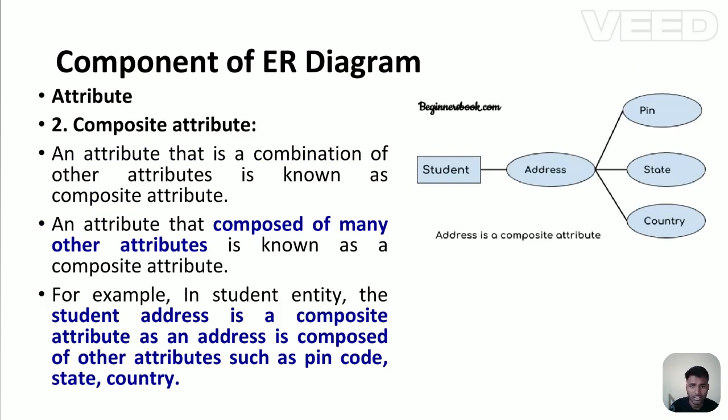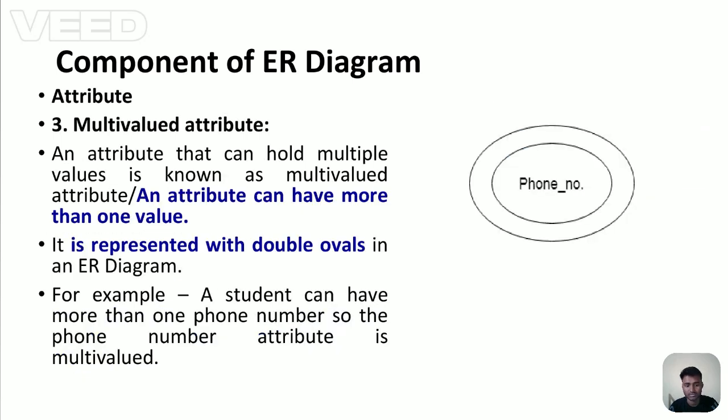Then we have the composite attribute. An attribute that is a combination of other attributes is known as a composite attribute. Like in this case, student is the entity and address is the attribute. But in address, there are also more attributes like pin code, state, country, street, district, and all these things. So here, the address is composite. An attribute that has some attributes is known as a composite attribute.